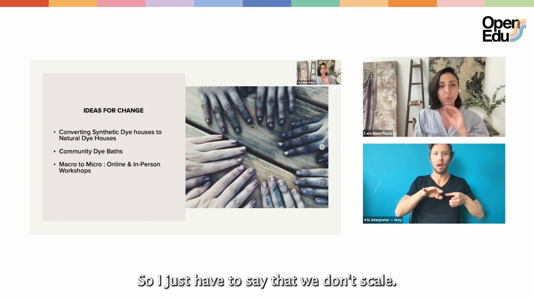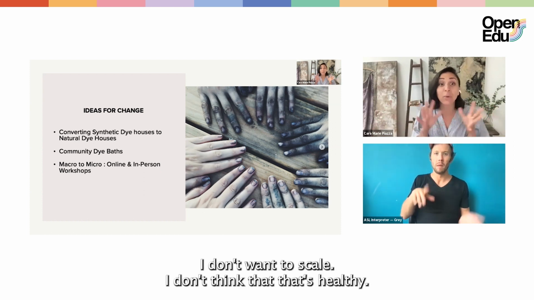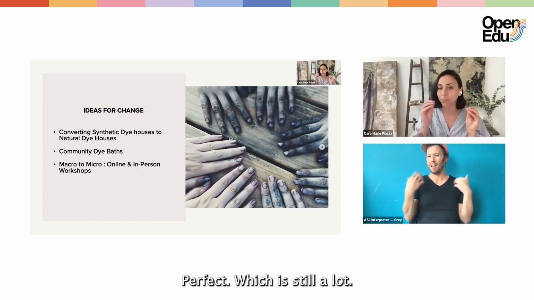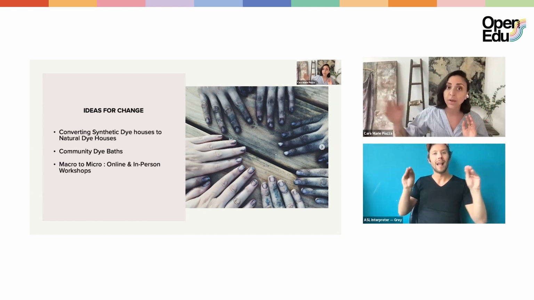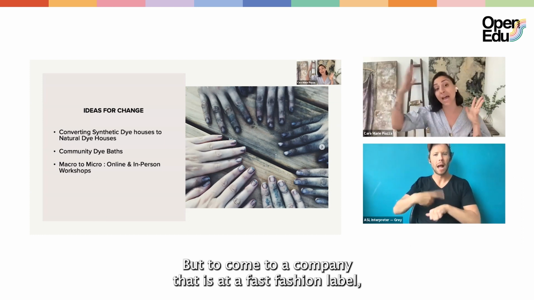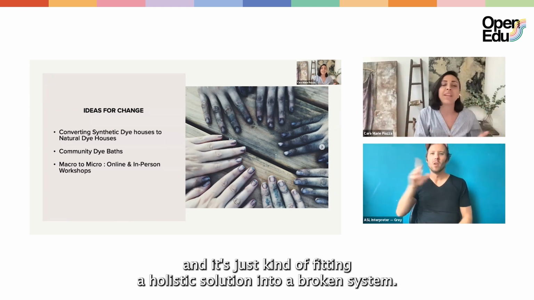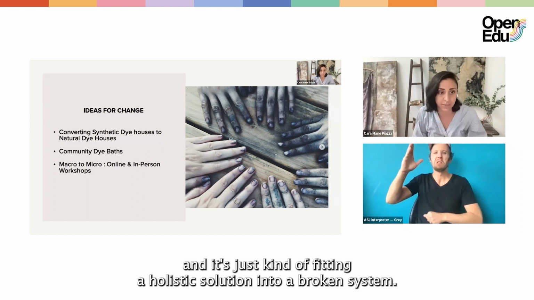So I just have to say that we don't scale. I don't want to scale. I don't think that that's healthy. I think a 1,000-piece job at a time is perfect, which is still a lot. But for a company that is a fast fashion label, it's just going to be producing waste, and it's just fitting a holistic solution into a broken system.